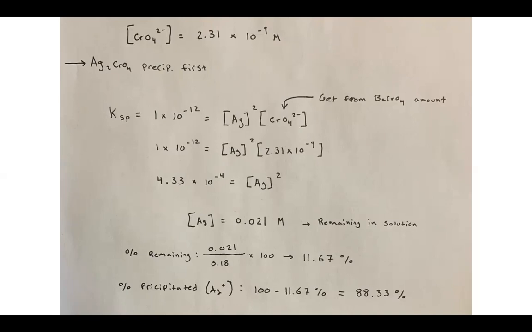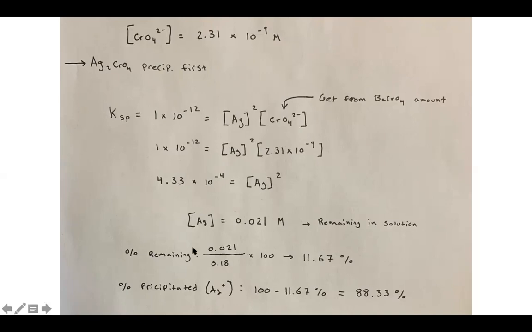Okay, and it's important to note that this represents the amount of silver still present in the solution. So it's not the amount that has precipitated out, it's how much is still remaining in the solution.